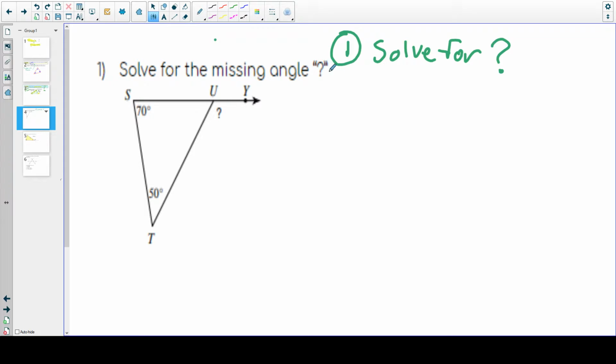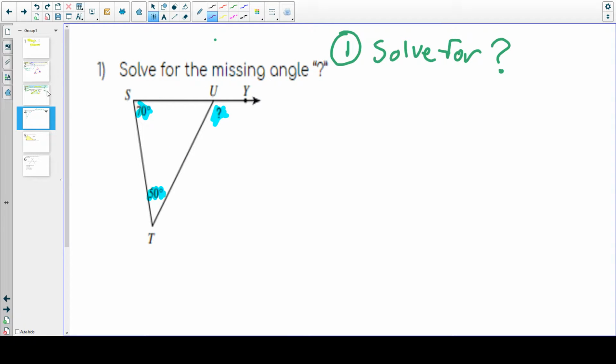The second thing is what information do they give you? I'm going to highlight it for us just to make it a little bit easier. I'm going to use this color. So we have 70. Whoa. Okay, we have 70. We have 50. And we also have this angle. Okay. And then the most important thing that you got to figure out is, what did we learn in class that can help us figure this out?